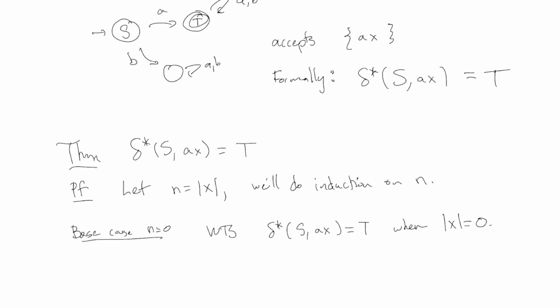When the length of x is 0, that means x is the empty string. Since the length of x is 0, x equals the empty string. So delta star of S and AX is equal to delta star of S and A. And what is delta star of S and A? It just means if you're in state S and you see A, you get T. And this is what we wanted to show: delta star of S and AX is equal to T.